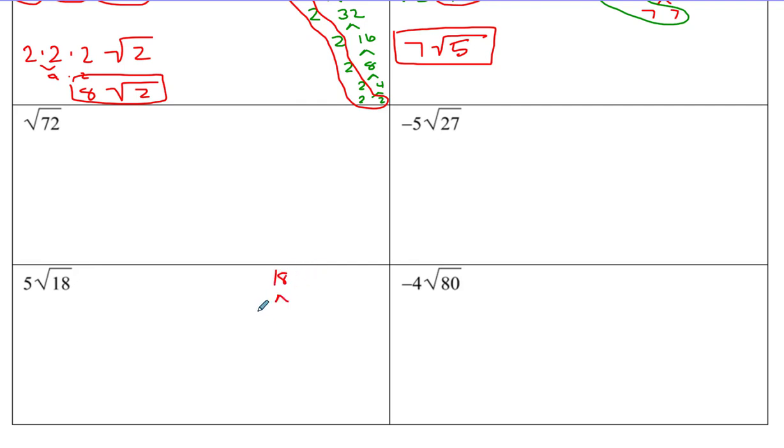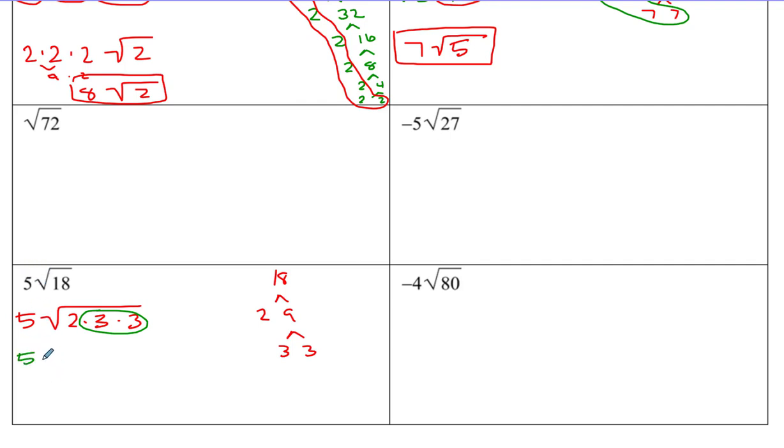We got 18. If we factor tree this, we got a 2 times 9, and then 9 is 3 times 3. So remember, we're writing this underneath the radical sign as prime factored. I'm going to ask myself how many groups of 2 do I have? I don't have a group. There's only one of them, but I do have this group of 3's. Remember, this 5 is on the outside multiplying into the radical because it's the coefficient.